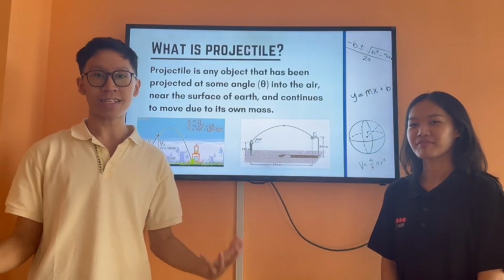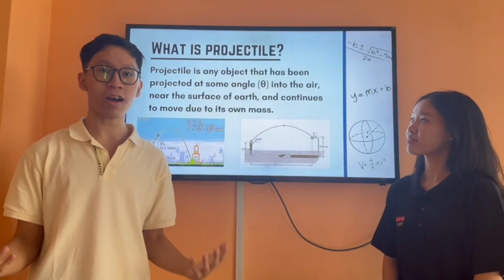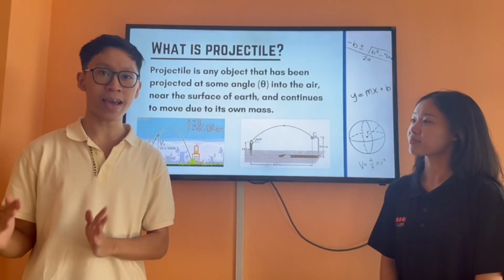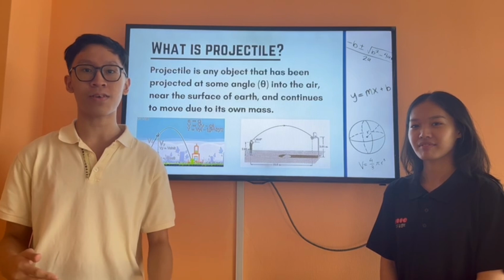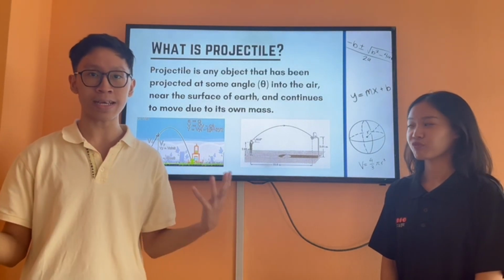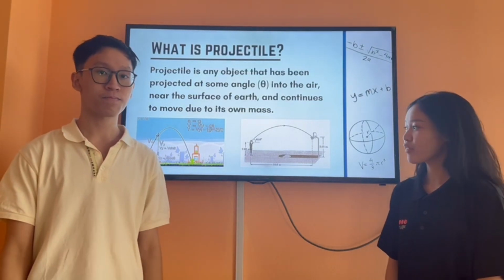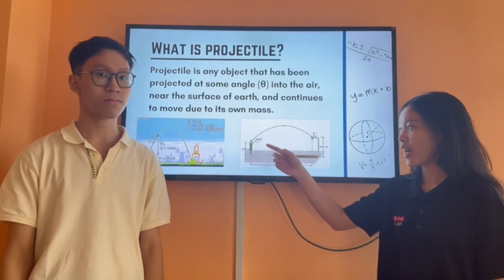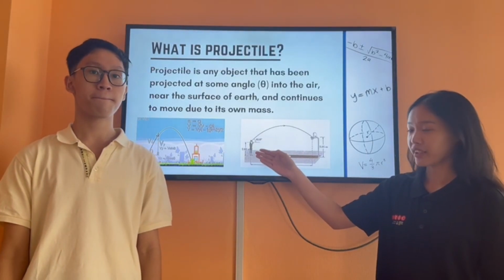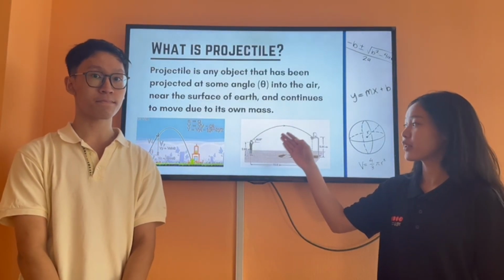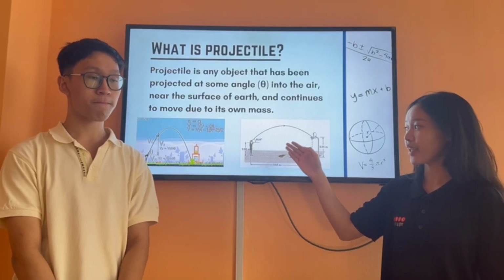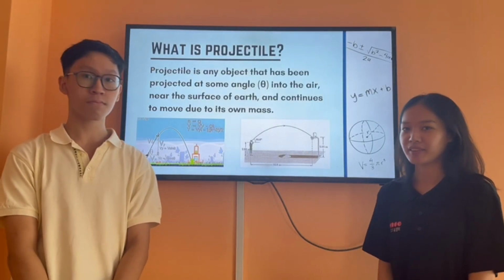So what is a projectile? A projectile is any object that has been projected at some angle into the air near the surface of Earth and continues to move due to its own mass. Think of a basketball shot like this picture. As long as the object is moving in the air and gravity is the only force acting on it, then it is a projectile.